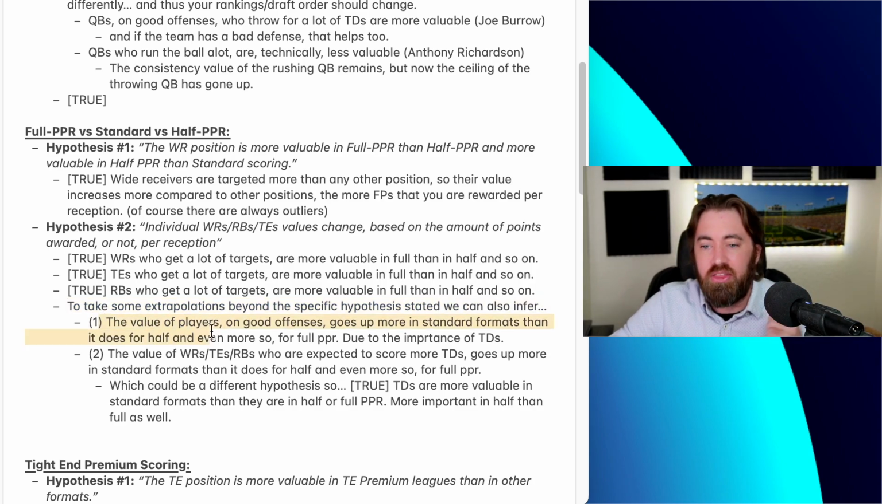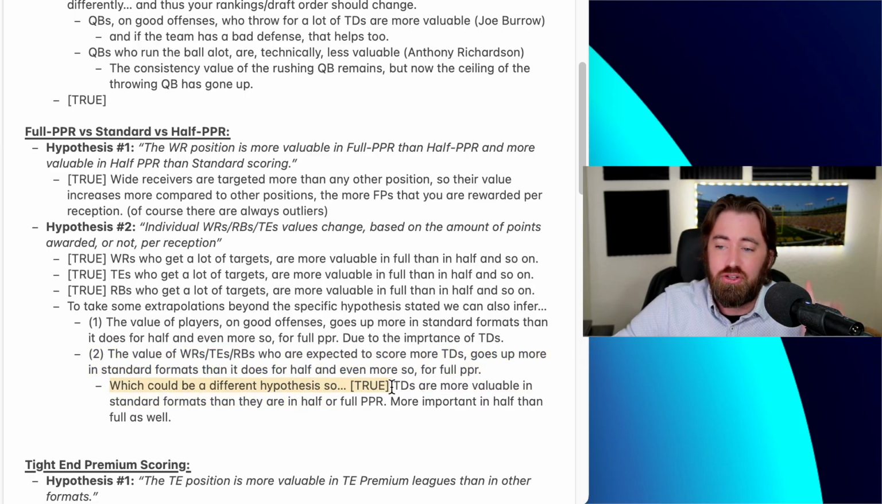To take some extrapolation beyond the specific hypothesis that we stated, we can also infer these things. So number 1 here, the value of players on good offenses goes up more in standard formats than it does for half, and even more so than for full PPR, due to the importance of touchdowns. Just kind of taking the inverse of this other extrapolation that we called true for this hypothesis. And then number 2, the value of wide receivers, tight ends, running backs who are expected to score more touchdowns goes up more in standard formats than it does for half, and even more so than for full PPR, which could be a completely different hypothesis in general.